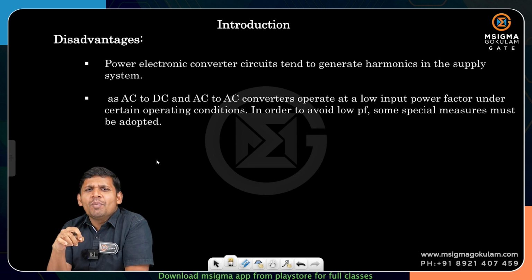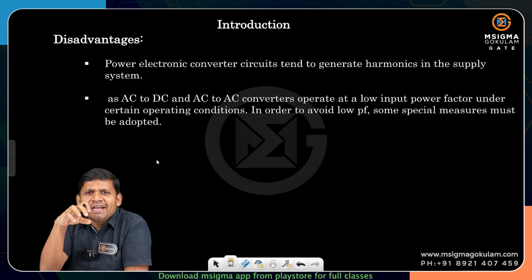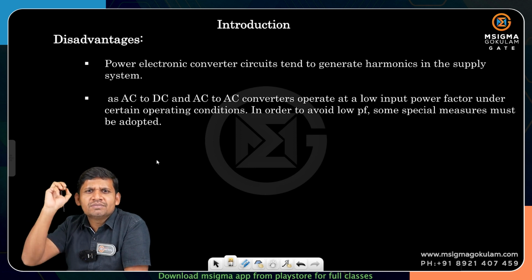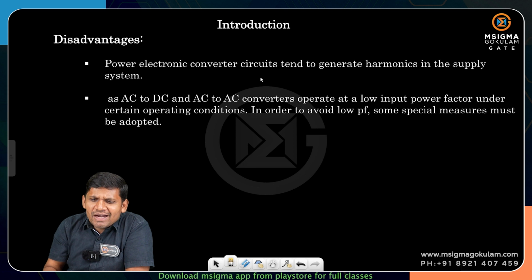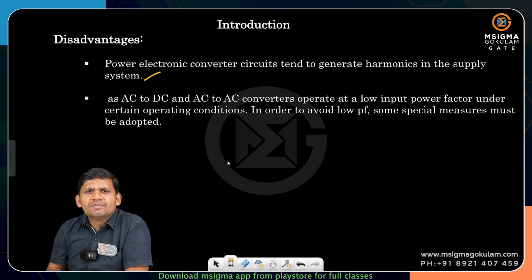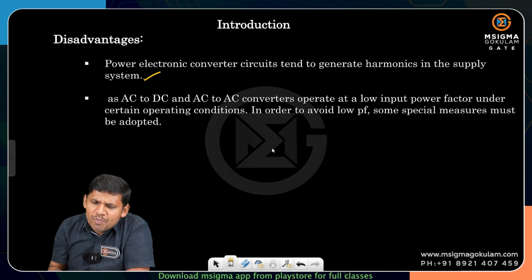One of the main drawbacks of power electronic circuits is it introduces harmonics into the load. That is a problem. Main drawback is harmonics, students. Power electronic converter circuits tend to generate harmonics in the supply system. It generates the harmonics. See, for example, I am using any one power electronic converter. Let us assume that I am using the inverter.